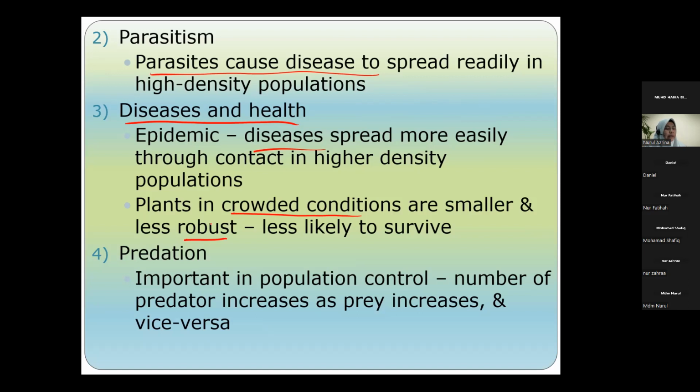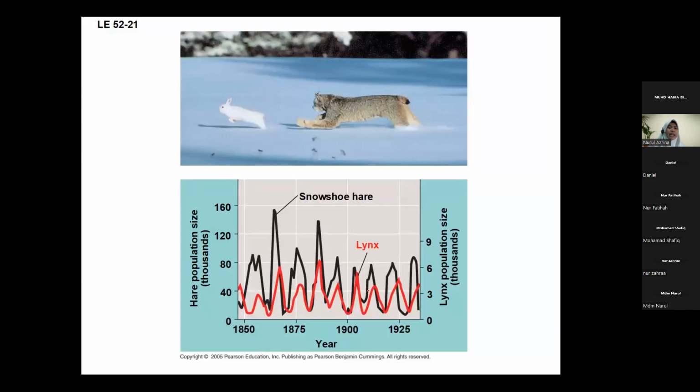Okay, and next factor number 4 is predation. Predation is important in controlling population. So usually the number of predators will increase as the prey increases and vice versa. This predation can be seen in the relationship between lynx and snowshoe hare. So this is lynx and this is snowshoe hare, right? So lynx ialah kucing, kind of a species of cat in the North Pole.